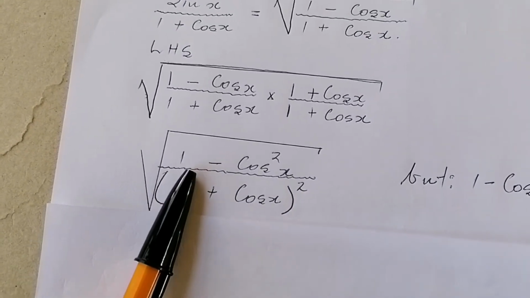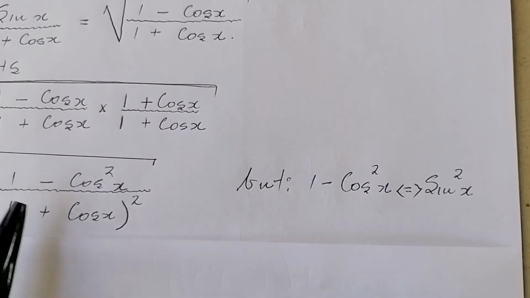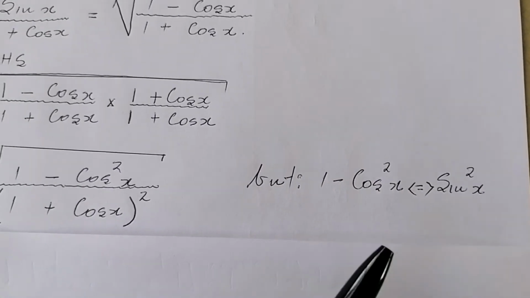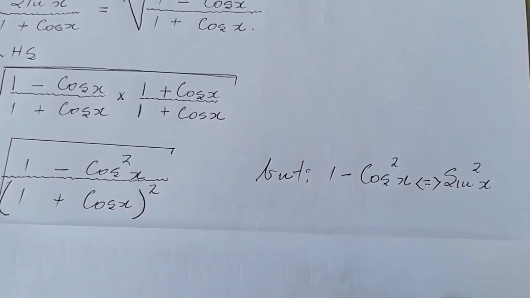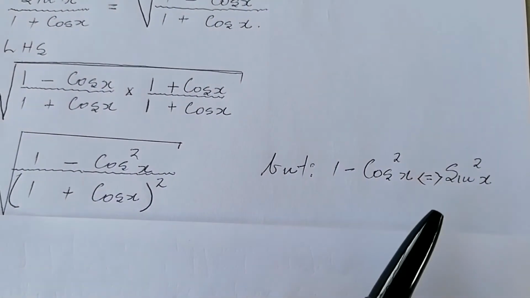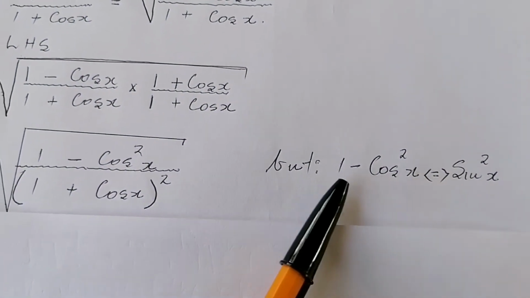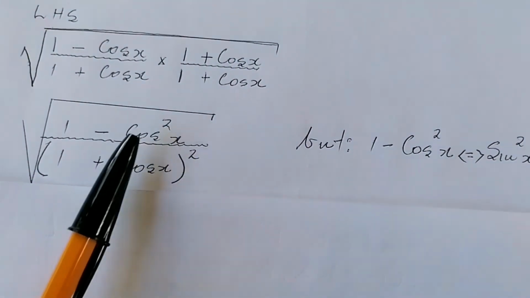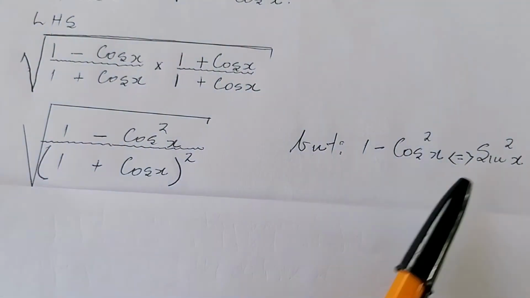Now, remember the squares identities. Sine squared x plus cos squared x is equal to 1. That means that sine squared x is equal to 1 minus cos squared x. There, I can substitute this.